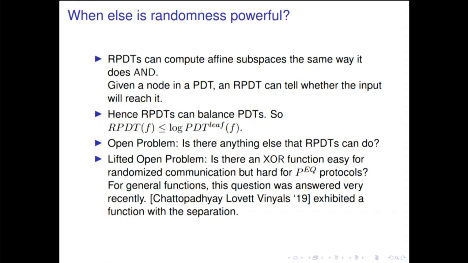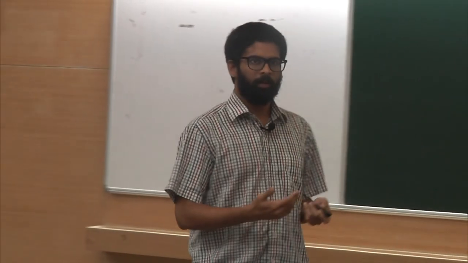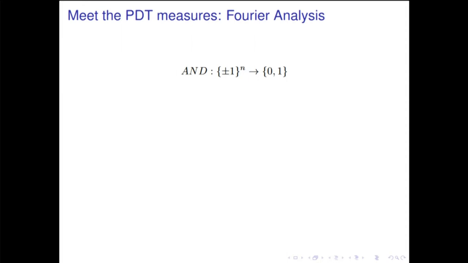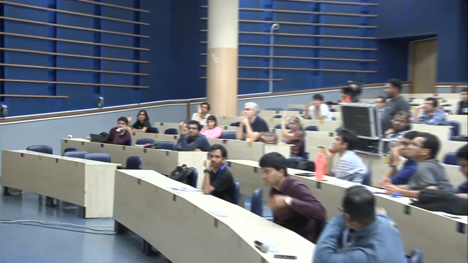To understand PDTs better and to find out what lifts with XOR, so I mentioned that you can lift with XOR, we have to understand how we will represent a function using its parity decision tree representation. So how many people here are familiar with Boolean Fourier analysis?